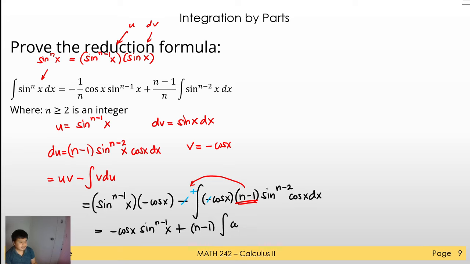We have cosine squared x, and then we have sine raised to n minus 2 x. We forgot the x here. And then cos x, and then dx. Okay, what now? It became complicated, right? It became a little bit complicated, right? So what should we do here?